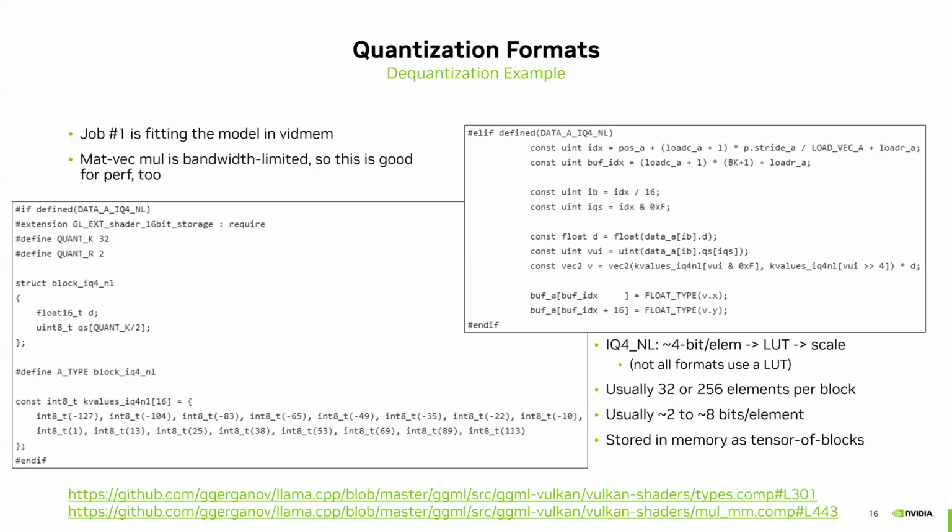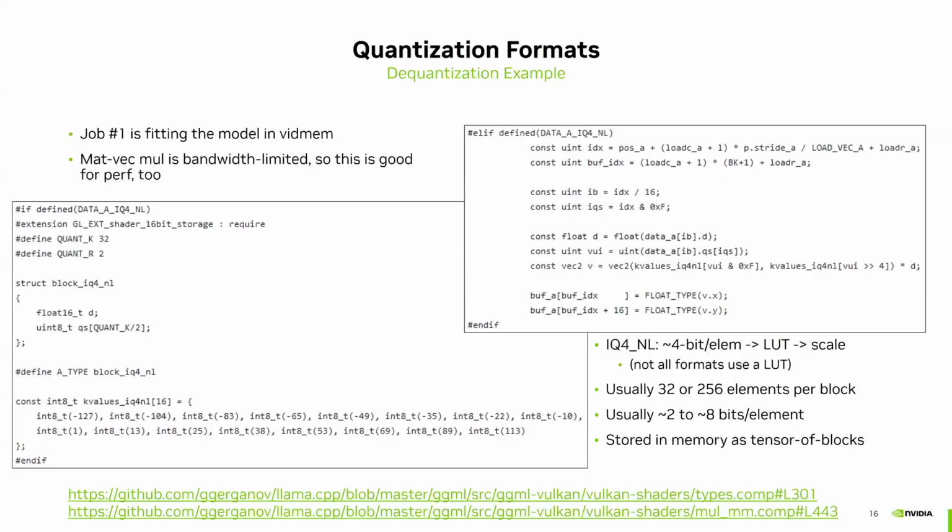I'm showing one example format here. It's called IQ4NL, and this has 32 elements per block. Each element is represented as a 4-bit index, and then there's a shared 16-bit scale, and it has a lookup table. And so to decode one element, you look up the 4-bit value, run it through the lookup table, and multiply by the scale. So it's pretty easy.